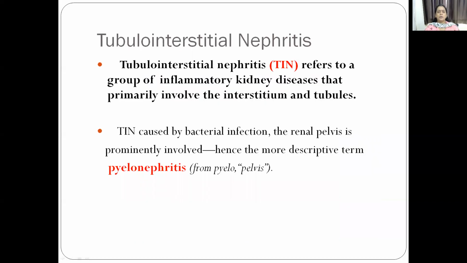So we are finished with acute kidney injury, the two types, ischemic and toxic, the pathogenesis, and the clinical laboratory findings and microscopy. Now coming to tubulointerstitial nephritis, it is a group of inflammatory diseases that affect the interstitium and the tubules. If it is caused by a bacterial infection, it is called pyelonephritis. So tubulointerstitial nephritis is nothing but pyelonephritis.